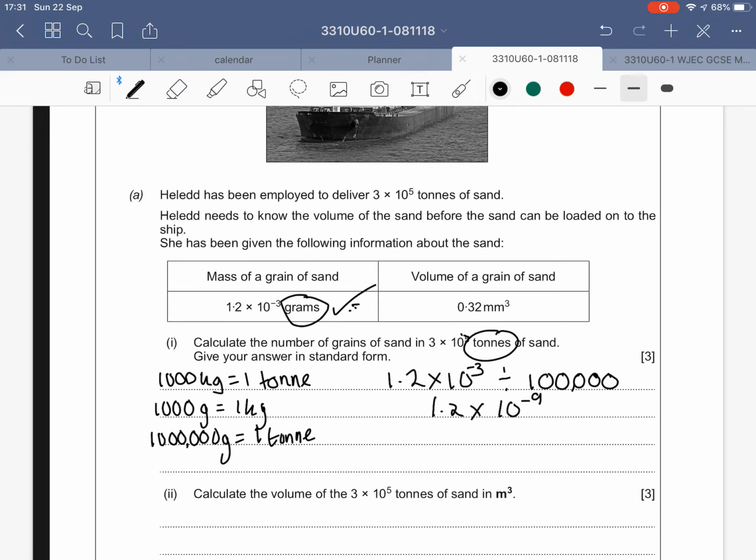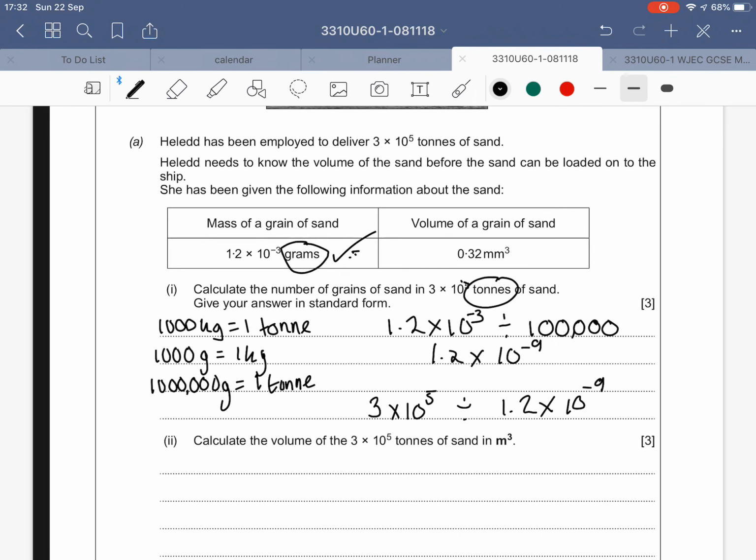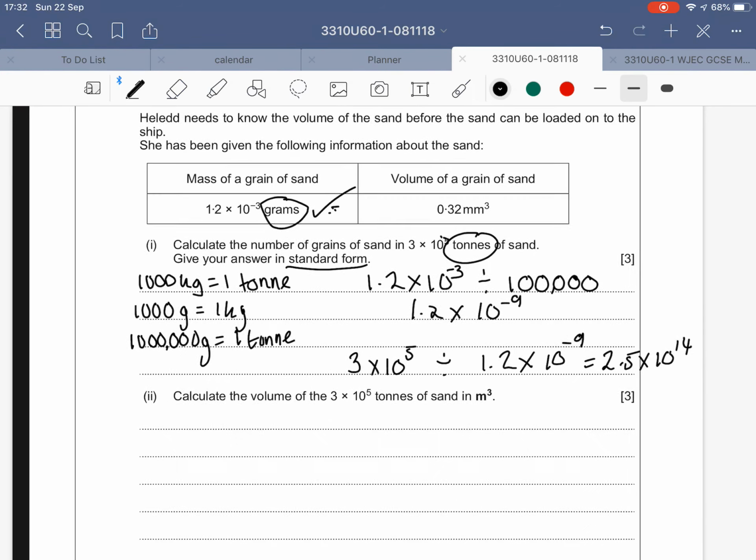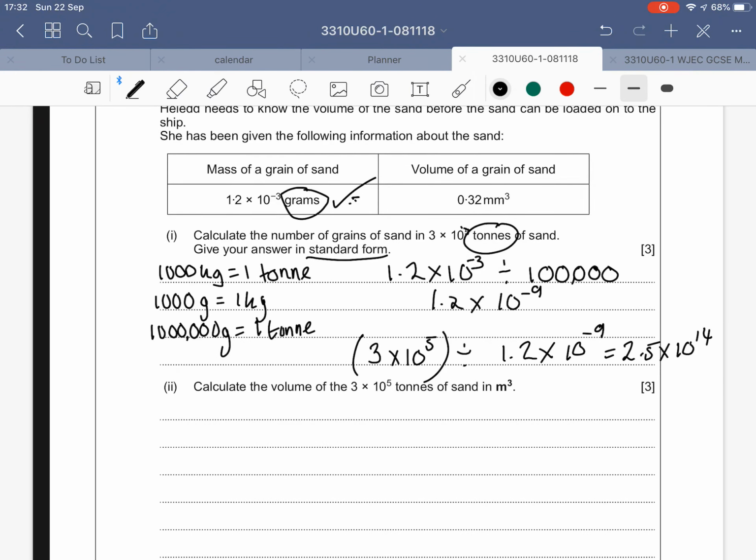Then you can divide them. So obviously if she's got this, she can take this much sand, and each grain is 1.2 times 10 to the power of minus 9. Just calculate the number of grains of sand in there, divide them, so 2.5 times 10 to the power of 14. Leave it all in standard form because it says give your answer in standard form. Also, if you put that on your calculator, make sure you put brackets around here.